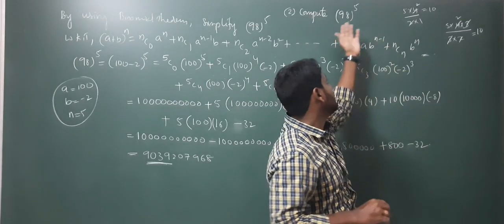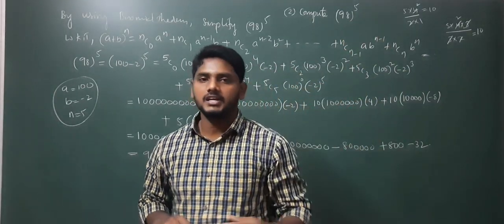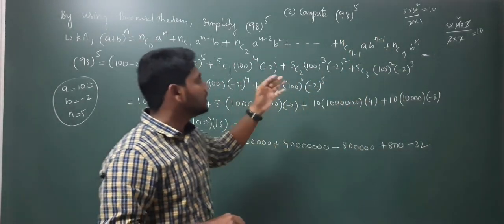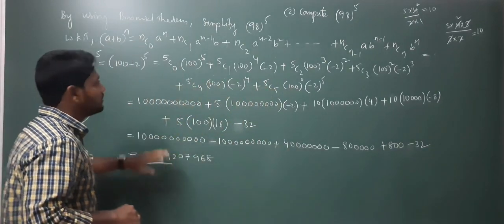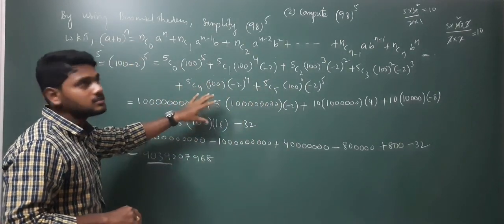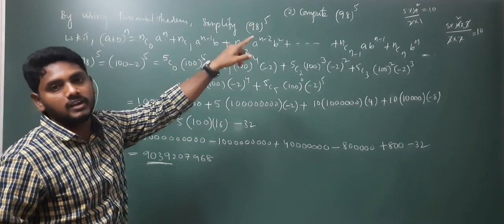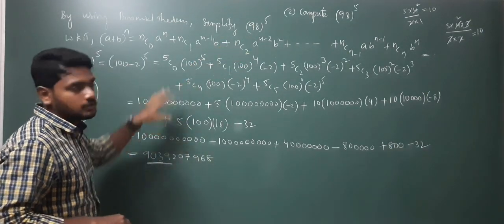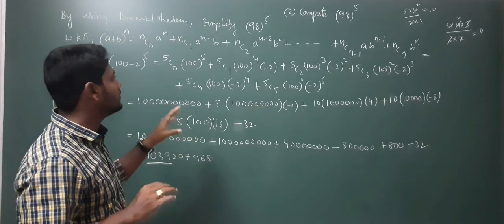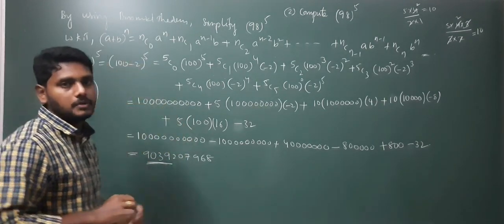So actually 98 power 5 we can write as 98 into 98 into 98 and so on. But they will ask to find that value by using binomial expansion. Why? Because whether this process is correct or not we can check, right? If 98 power 5 is equal to this one, this process is also correct. So for that purpose they will ask to prove by using binomial expansion.